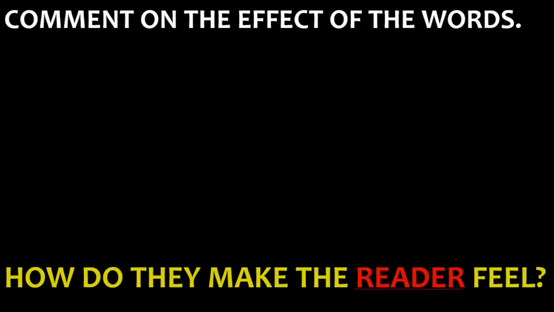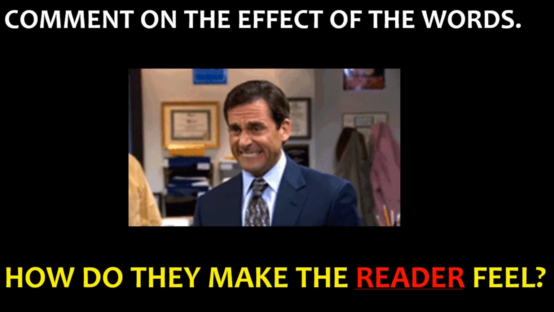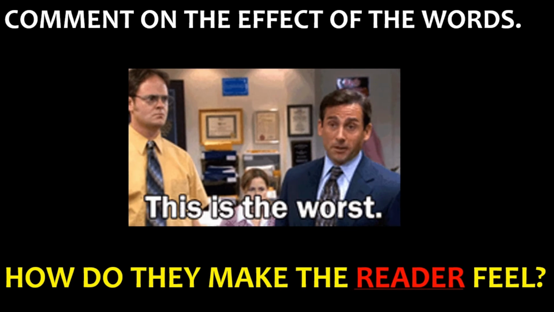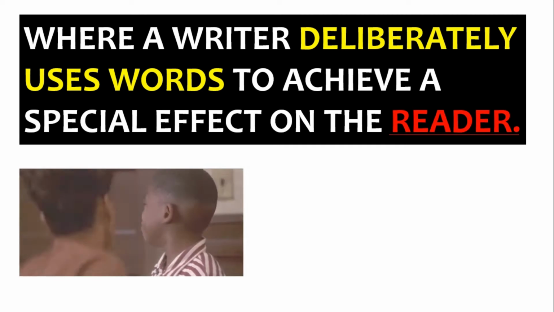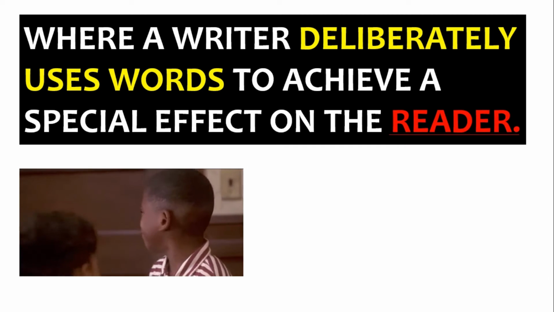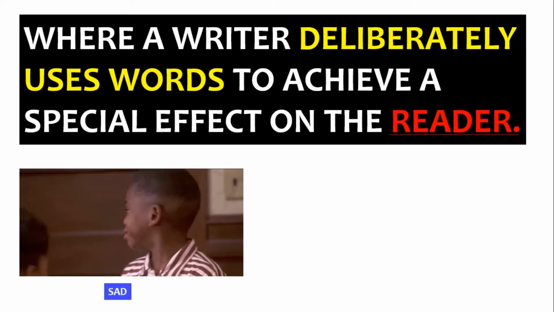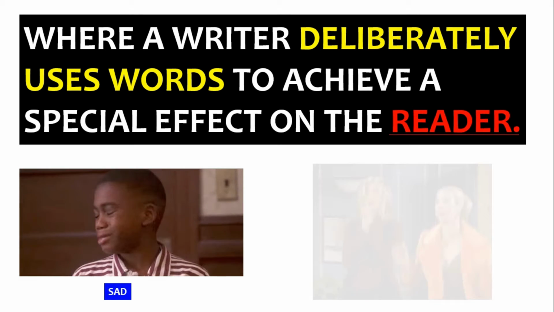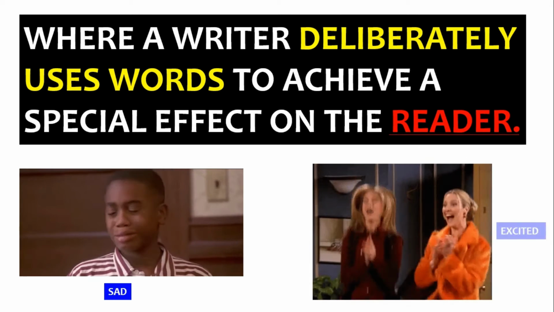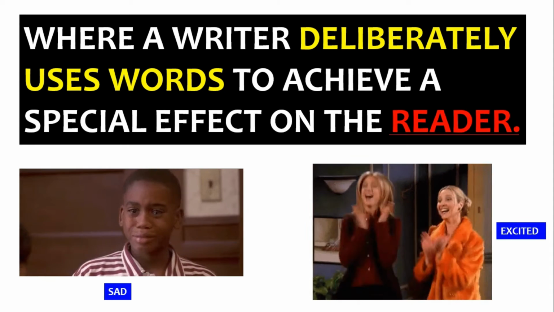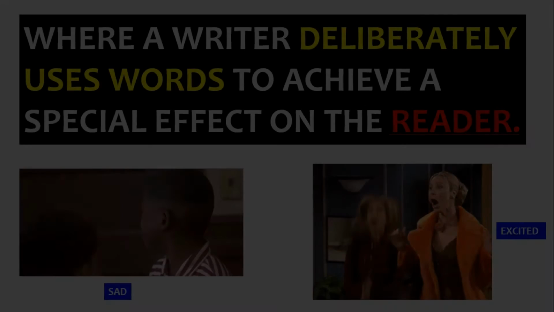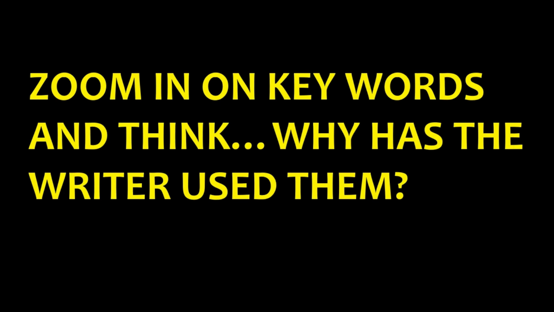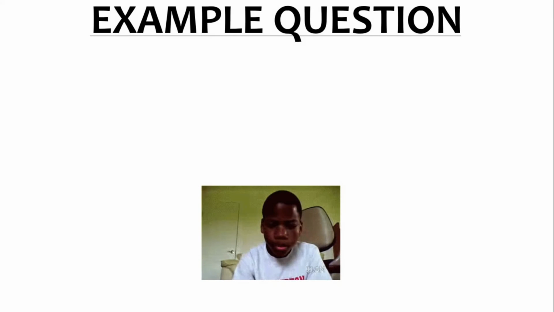So on this question, you're going to comment on the effect of words, and they say, how do they make the reader feel? Sad, happy, whatever. So why has the writer chosen those words? We're looking at where a writer deliberately used words to achieve a special effect. So for example, wanting to make the reader feel sad, or maybe wanting to make the reader feel excited. So look at the words the writer's chosen, and that's basically going to be our answer. Why have those words been chosen? Zoom in on these words and think why the writer's chosen them, like I said.